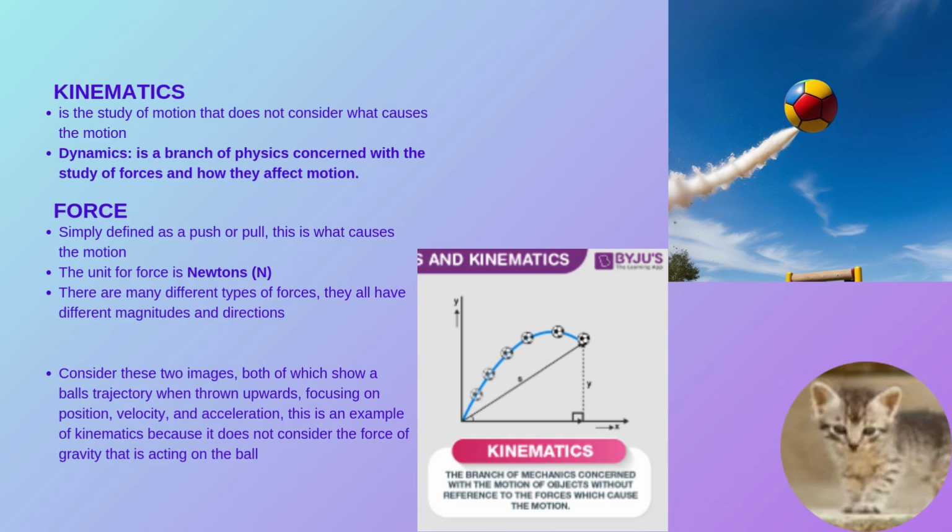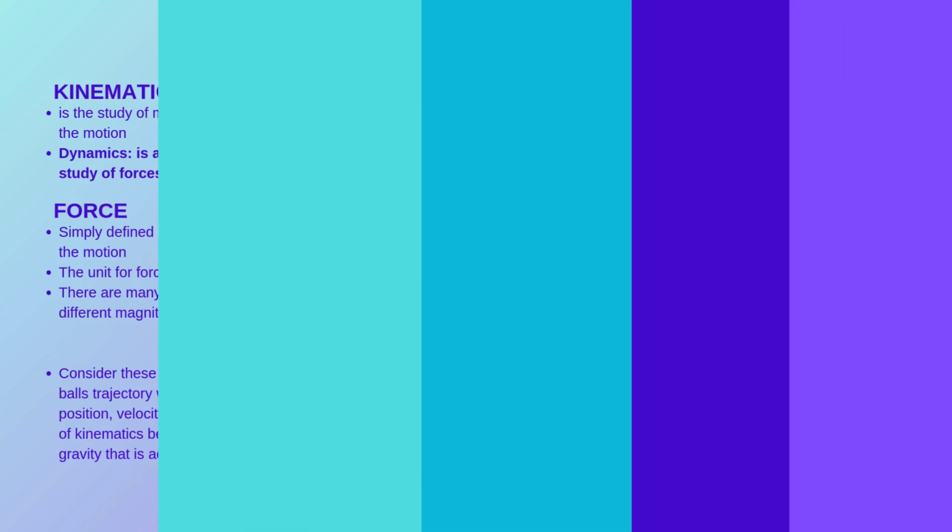They all have different magnitudes and directions. So both of these images right here show kinematics because they both show the trajectory of a ball going upwards, and it focuses on the position, velocity, and acceleration of the ball, and it doesn't really pay attention to the force of gravity that's acting on the ball. So that shows kinematics.